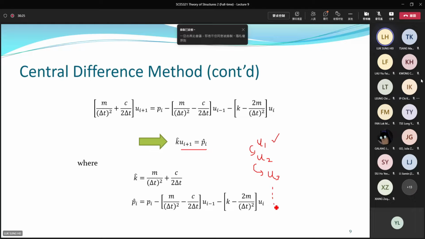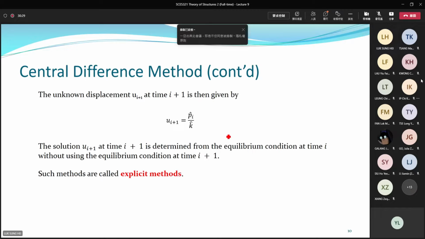At the top here, you can find out the whole history of the structures. Unknown displacement u i plus 1 at time i plus 1 can be obtained by successively conducting this equation n times. This method is called explicit method because we use the previous response u i minus 1 to predict what happened at the next time step i plus 1. We call it explicit in terms of terminology. We use the previous response to predict what happened on the next.